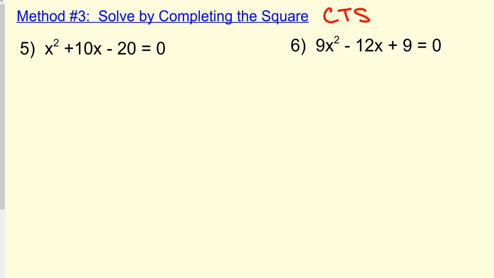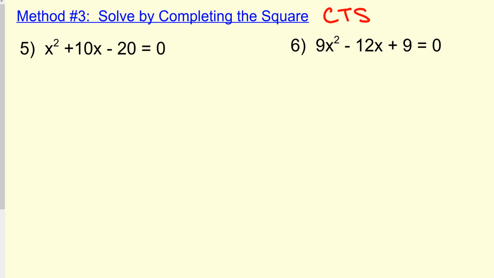Start by asking yourself, is x squared plus 10x minus 20 a perfect trinomial square? Well, it's not, because 20 is not a perfect square. There's another reason why it's not, but because we see that reason, we can just stop right there. It's not a perfect trinomial square.